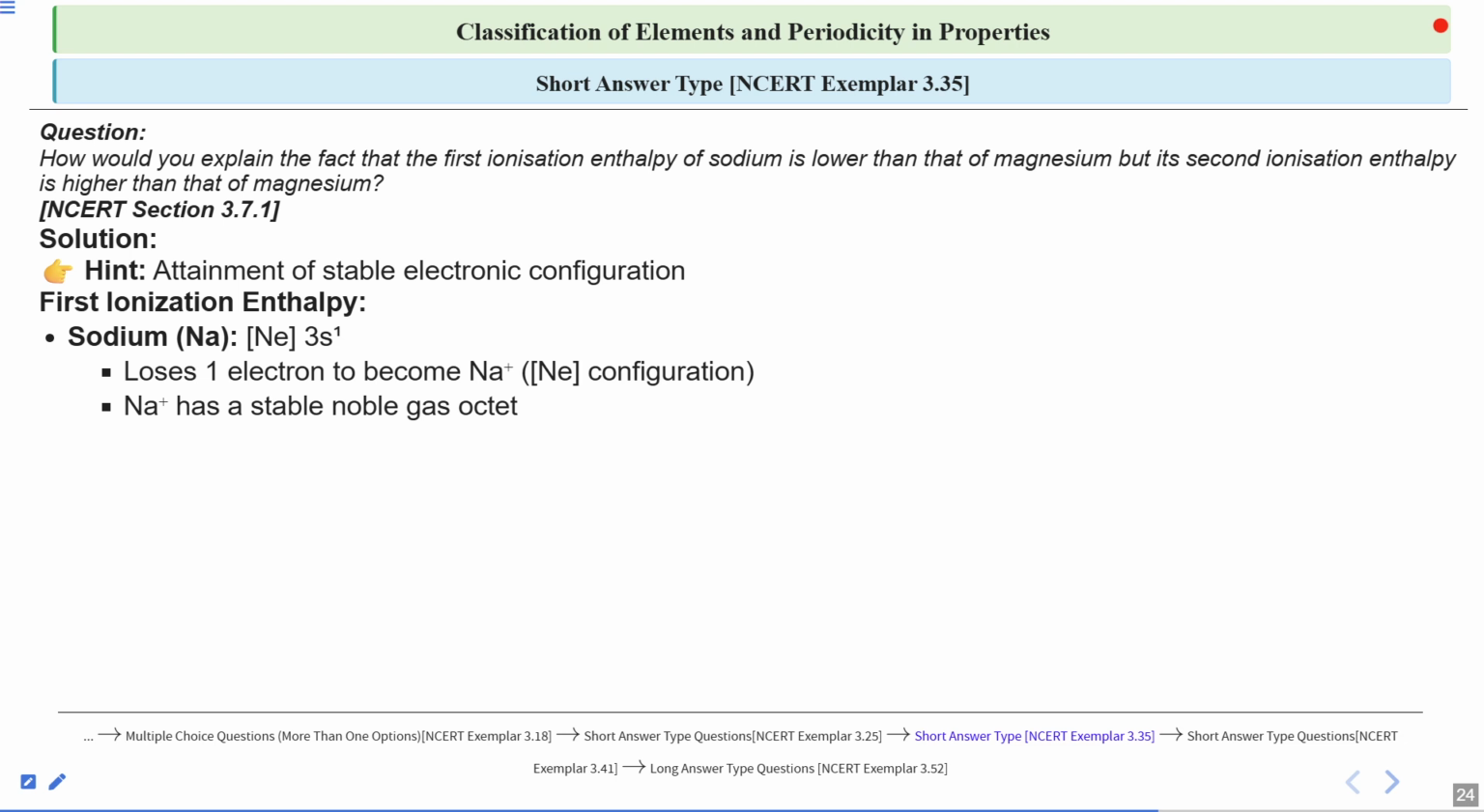So Na plus is having a noble gas octet. But this is not the case for the second ionization enthalpy. We'll talk about that. Now, if it is true, we can easily say that the Na is easily losing the one electron to gain the extra stability. And as a result, it is having a lower first ionization enthalpy.